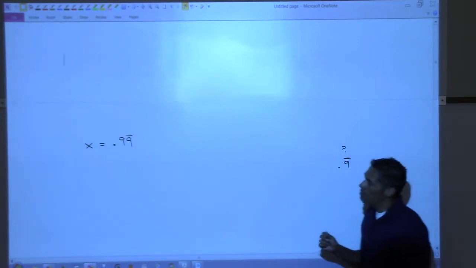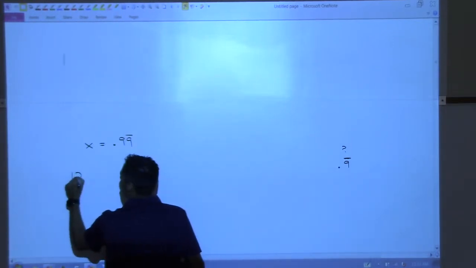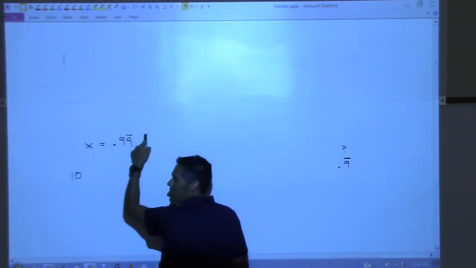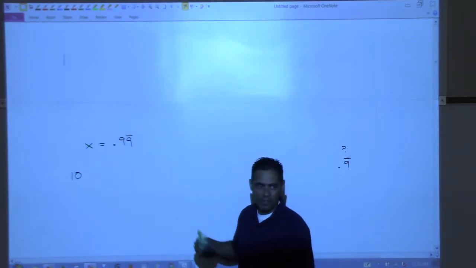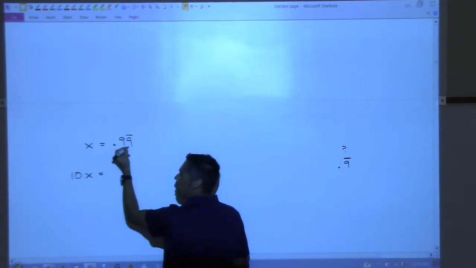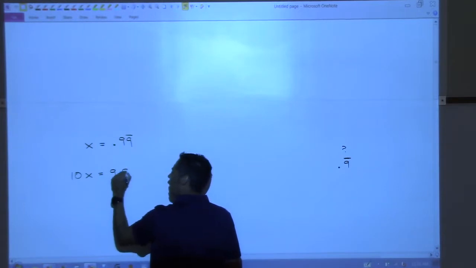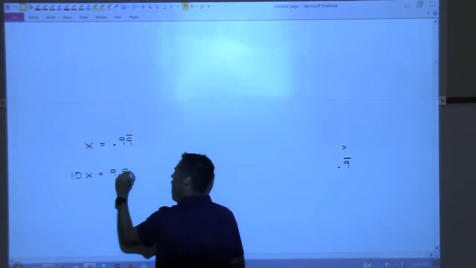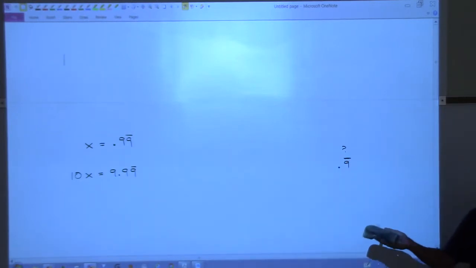All right. What would happen if I multiplied this side and this side by 10? We just talked about this. This is why I thought it would be interesting to talk about. So 10 times x would be moving this decimal point over one spot, right? So wouldn't this be 9.9999 forever still? Agreed? So we were all in agreement there?